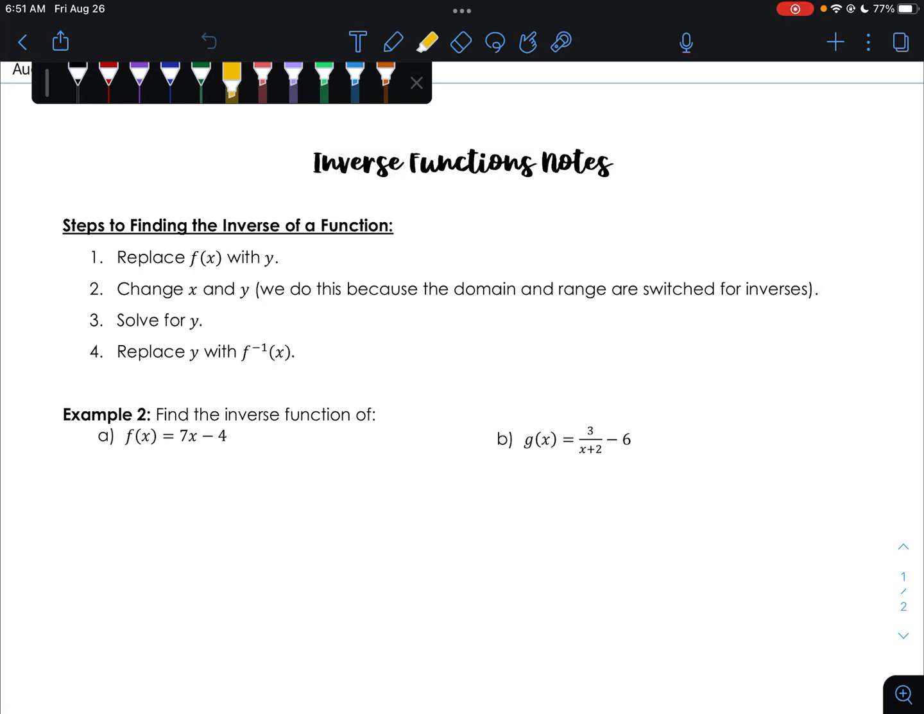Hey everyone, this is part 2 of inverse of functions. So first thing we're going to do is read our steps.